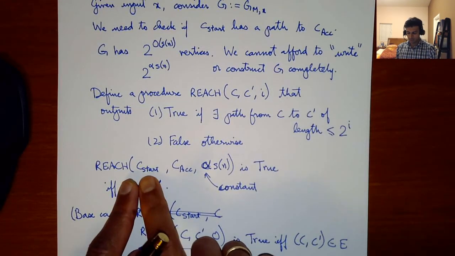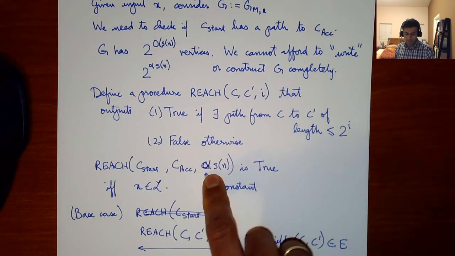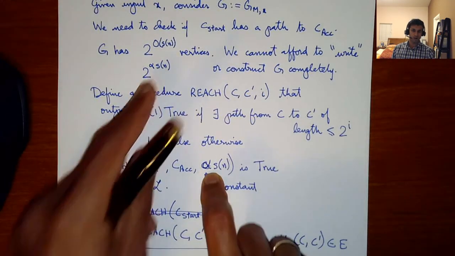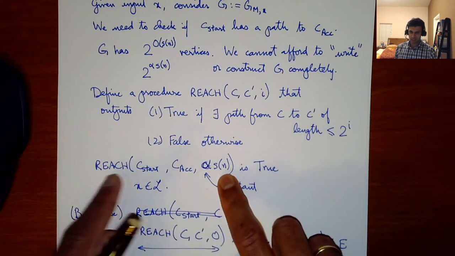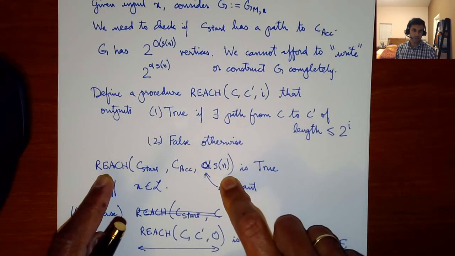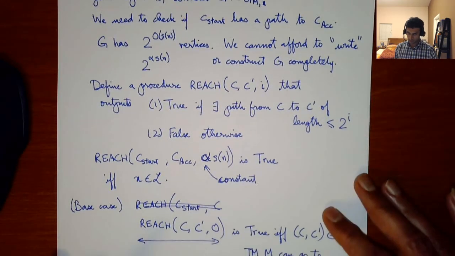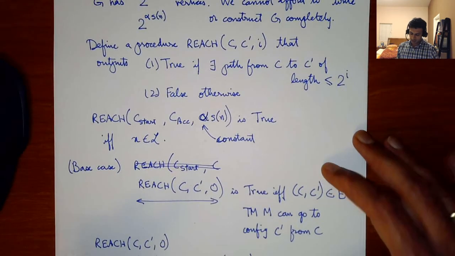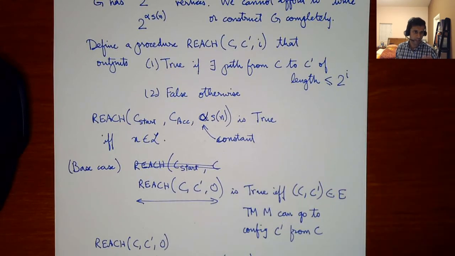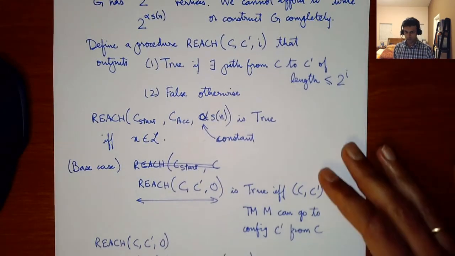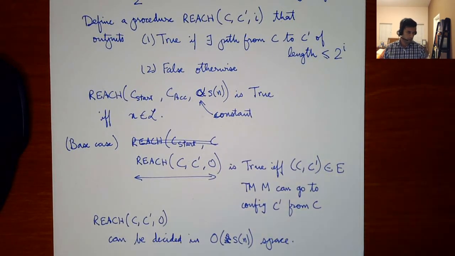And so as we discussed, reach of C start to C accept, with I being alpha times S(n), where alpha times S(n) is a bound on the total space, is true if and only if X is in the language. So this predicate is what we need to determine. I'm going to show you how to do it recursively, but let's first look at the base case. Given two configurations, to determine if there is a path of length 1 is easy, and can be done in O of S of n space, just using the transition function of the Turing machine.